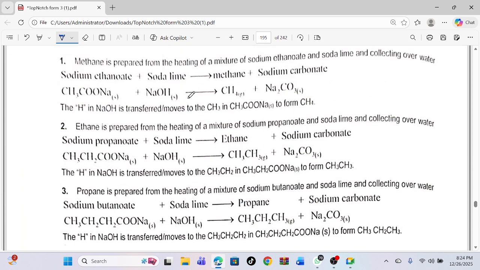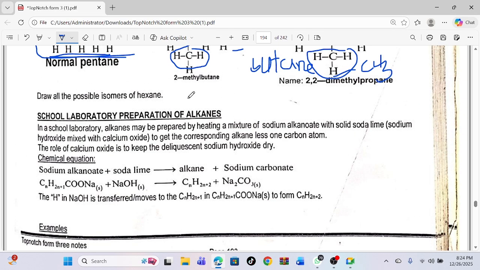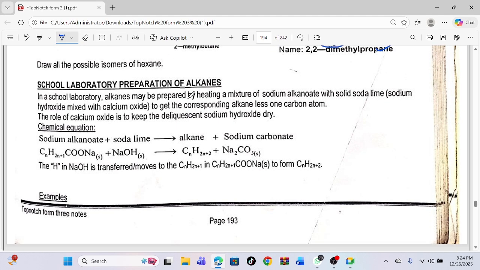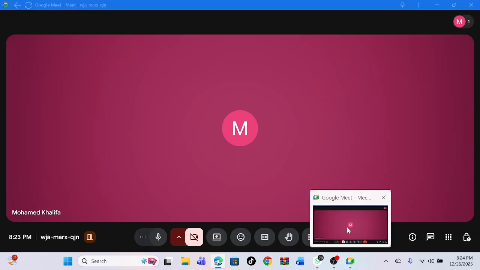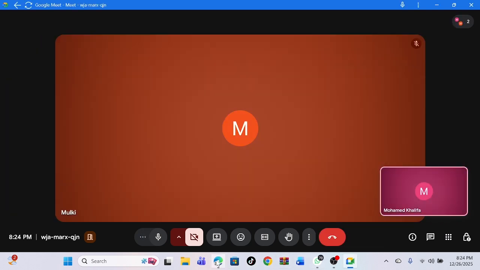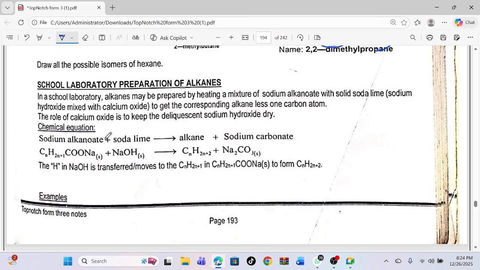So let's go to preparation. I usually combine it with preparation. The preparation of alkanes: when I'm talking of preparation of alkanes, we prepare using sodium alkanoate plus soda lime. Sodium alkanoate inaandikwa CnH2n+1 COONa, and soda lime is sodium hydroxide. After that, you will get alkane plus sodium carbonate.